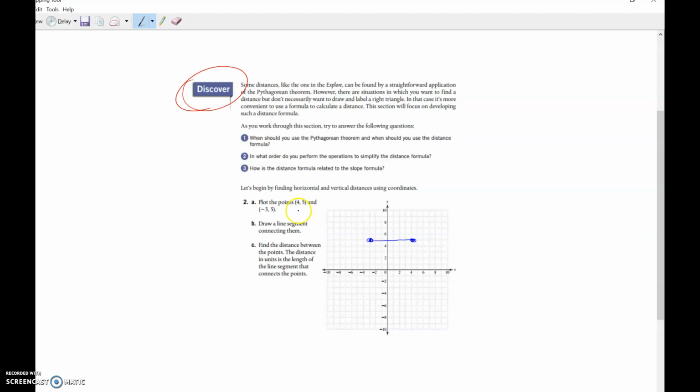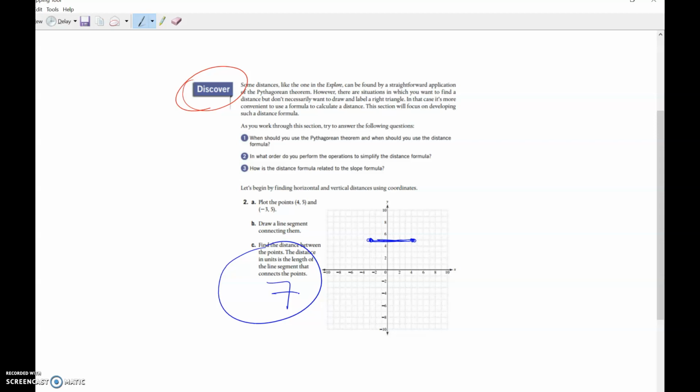Okay, so remember when you graph points, you always go back and forth first to find the elevator, then you go up and down. So if I go over 4, up 5, I plot a point, and go backwards 3 and up 5. And notice this is a horizontal line, so it's straight across. So to get the distance for the question down here, all you have to do is count. So it's 1, 2, 3, 4, 5, 6, 7. So that distance is 7.